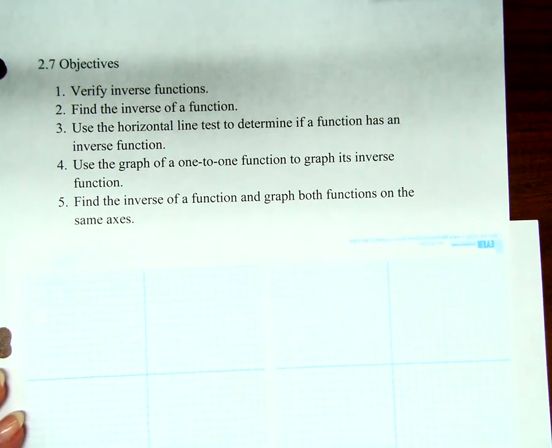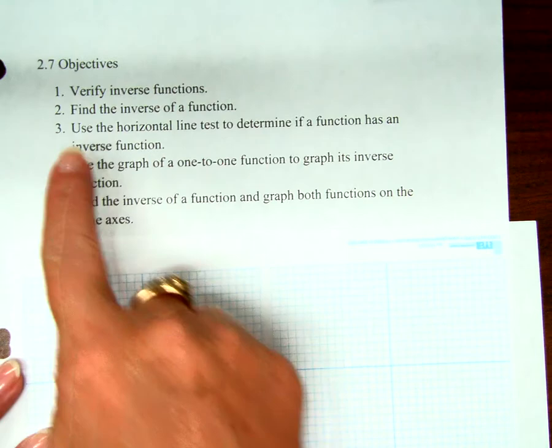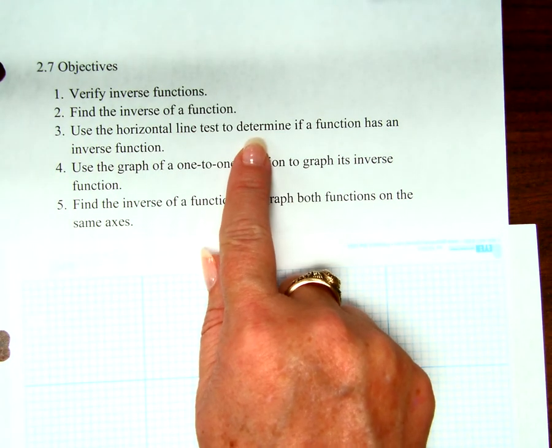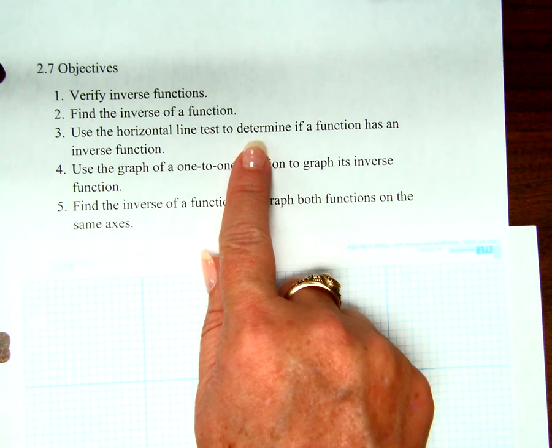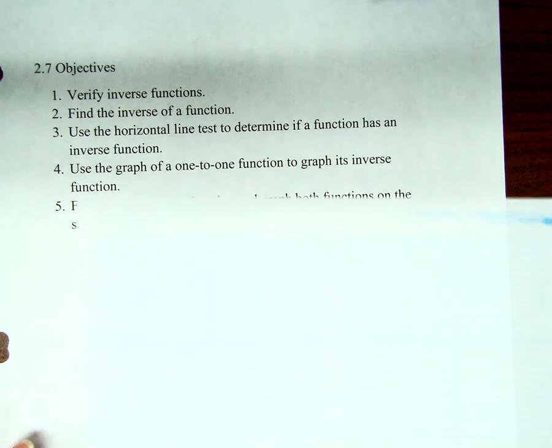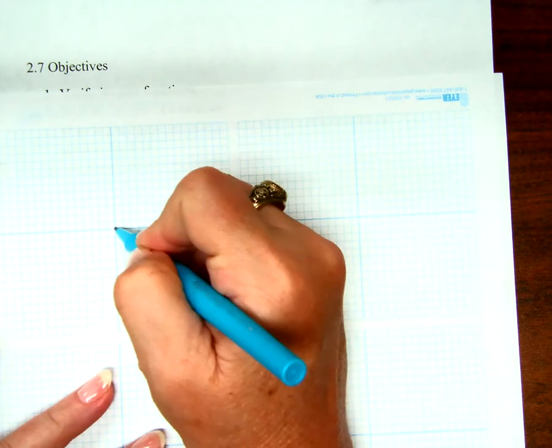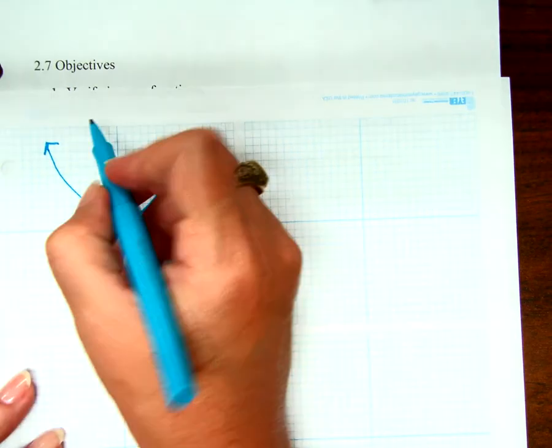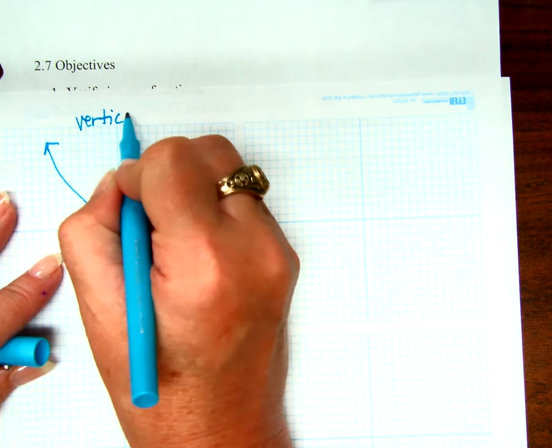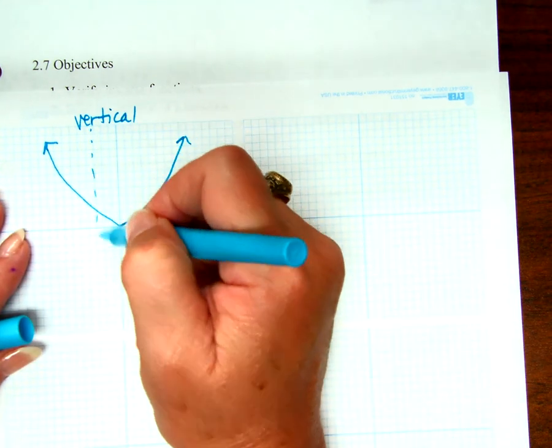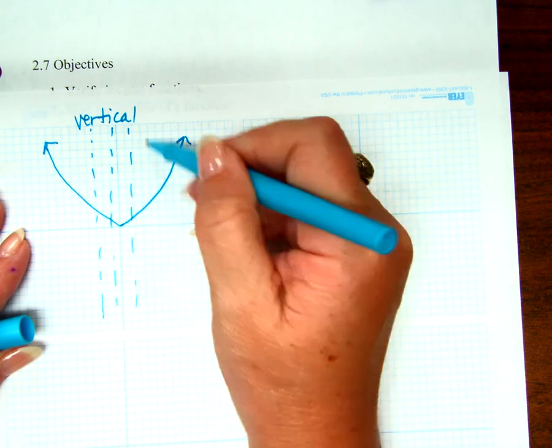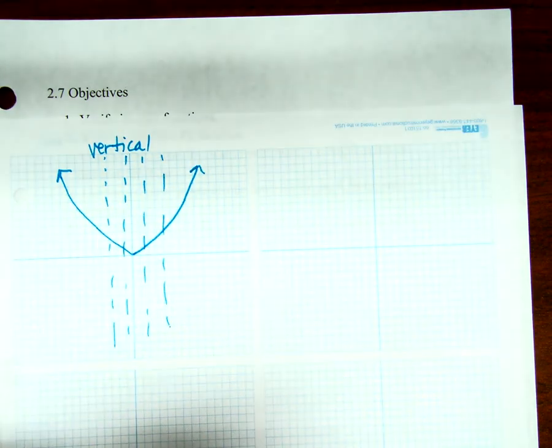Find the inverse of a function and graph both functions on the same one. Well, horizontal line test, do we need to talk about that real quick? You remember vertical line tests, right? What's a vertical line test do? So if this is my graph right here, vertical line test gives me a whole bunch of vertical lines all the way across the graph to see if the graph is a function, right? It is, right? It is. Here's the deal.